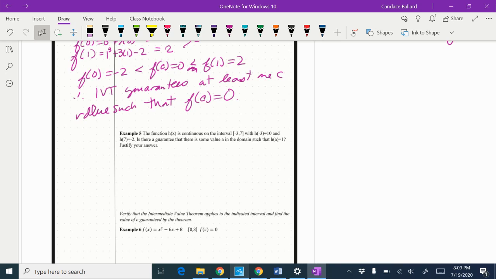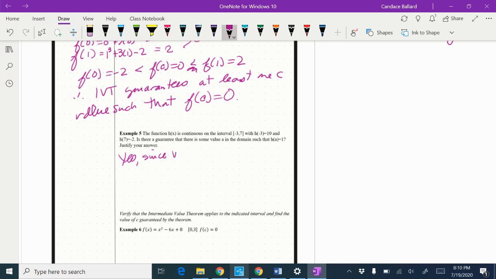The function h of x is continuous on the interval from -3 to 7, with h of -3 equal to 10 and h of 7 equal to -2. Is there a guarantee that there is some value a in the domain such that h of a equals 1? Anytime we do an existence theorem, the answer is always yes. So yes, there is a guarantee.